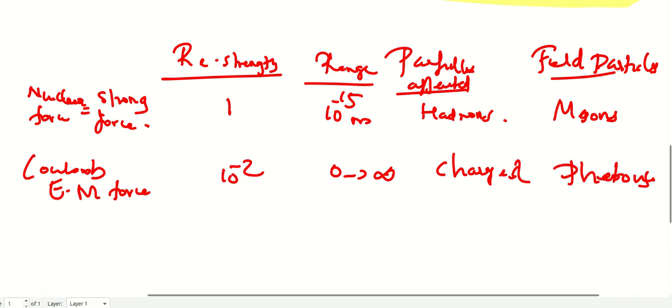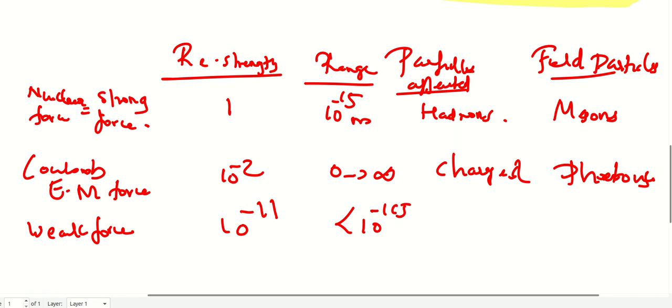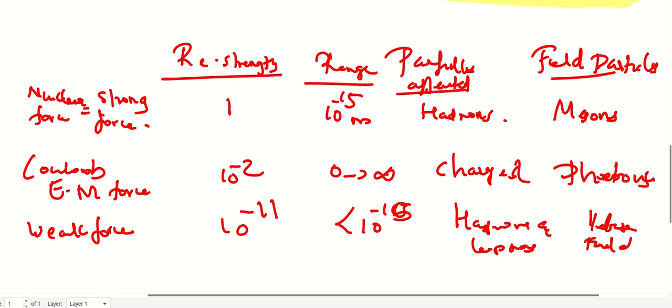Okay, next force is the weak force. Weak force relative strength is 10 raised to minus 11. The range is less than 10 raised to minus 15. It acts between hadrons and leptons, and the field particles are the vector field.